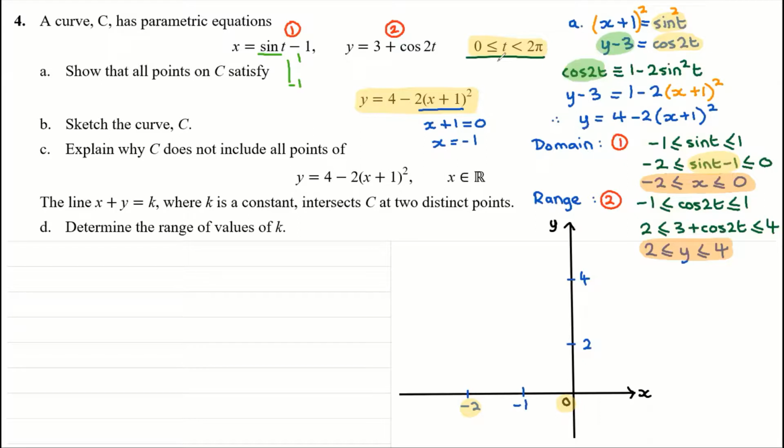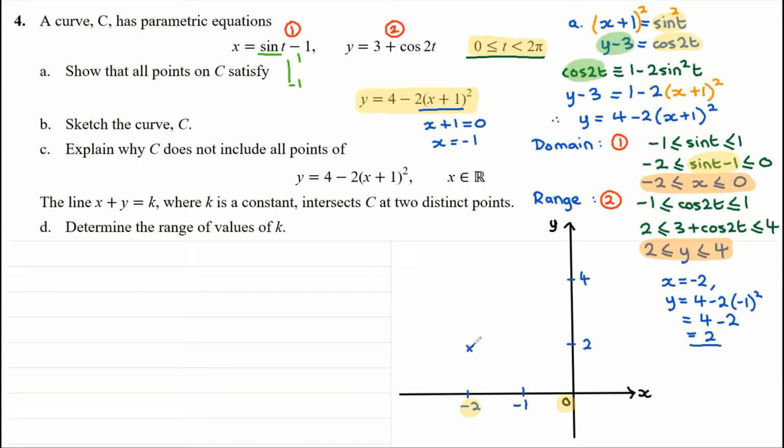If I substitute in x is equal to -2, then what do I get? Well, my y value is simply going to be 4 subtract 2 lots of -2 plus 1, which is of course -1, all squared, which is 4 subtract 2, which is of course 2. So it's as we'd expect. So that's going to go there.